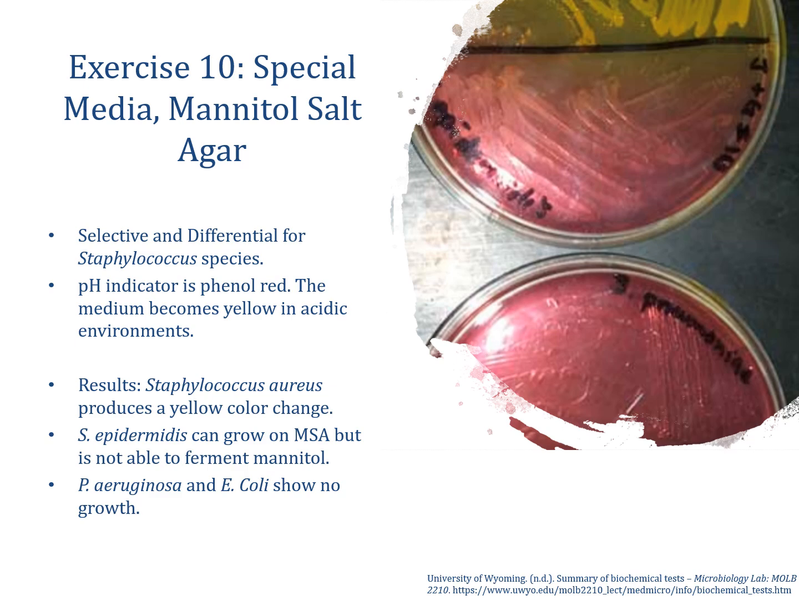The MSA plates are selective because of the high salt concentration. So bacteria that can't tolerate a high salt concentration can't grow on them. And then they're differential for mannitol fermentation. The pH indicator is phenol red, and this changes to yellow in an acidic environment. So when you inoculate Staphylococcus aureus, which can grow on MSA, it ferments mannitol, which produces the acidic environment, which would change the pH indicator from red to yellow.